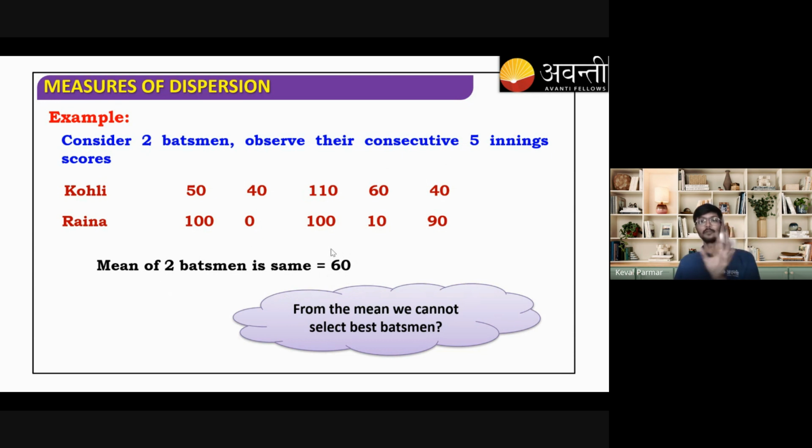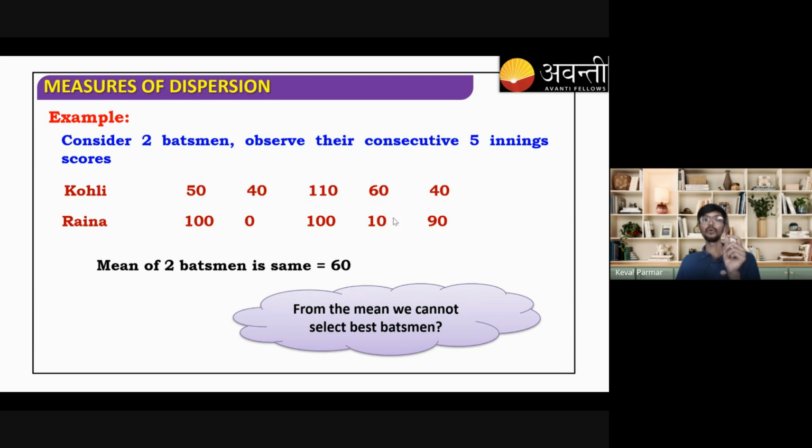Now I hope you are getting me. If you see Kohli, by the data, he is more consistent because he is scoring around 50 most of the times. He scored 50 here, 40 here, 110 here, 60 here, 40 here. That means he is more consistent in scoring 50. That means the probability of him scoring 50 in the next innings, in the sixth innings, is more.